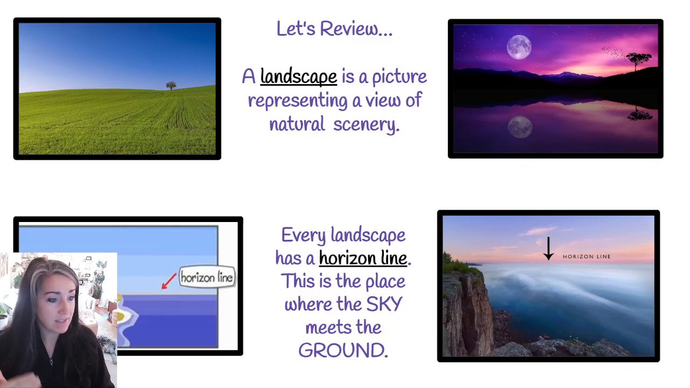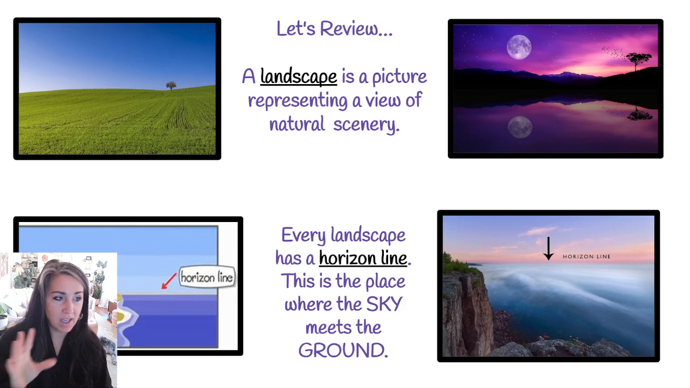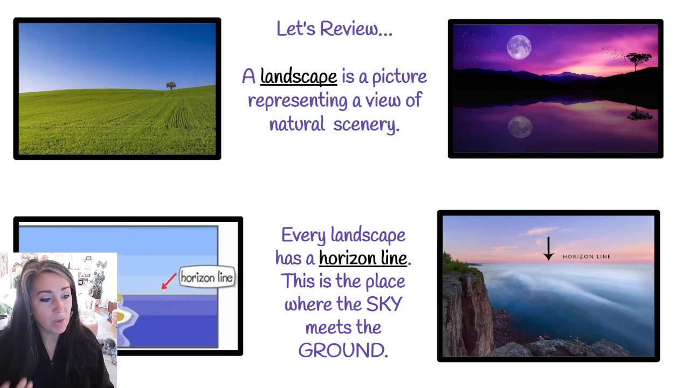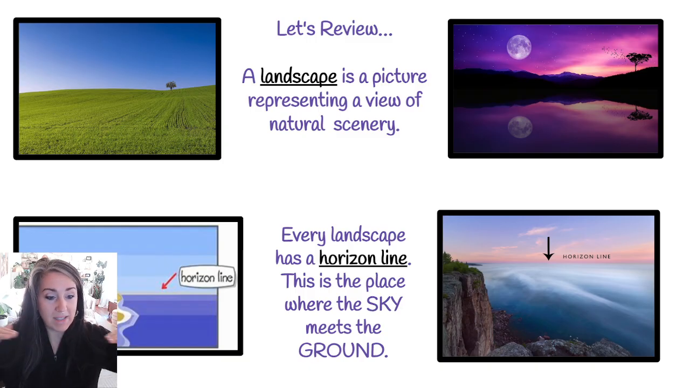Okay, so let's review what a landscape is. First off, a landscape is a picture representing a view of natural scenery, so something out in nature. And every landscape, assuming that the landscape is showing the sky and the ground somewhere in it, is going to have what we call a horizon line. So that horizon line is where the sky meets the ground, and remember that word horizontal, right?